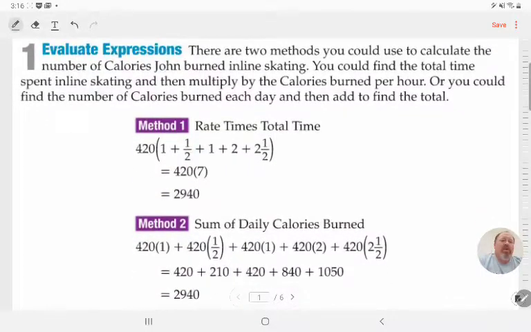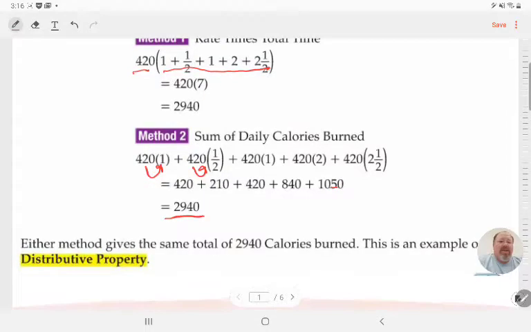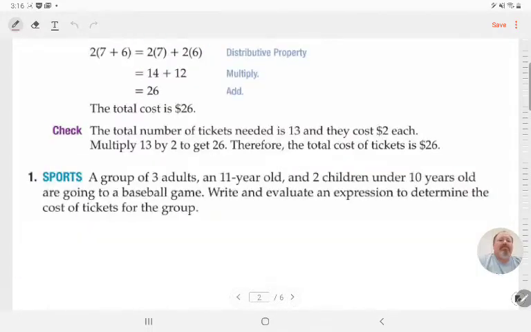So for example, in method 1, we have 420 calories burned, and then we have all of the hours from every day. We can add all those together and get 7 and then times the calories and get 2,940. Or the second way, we could say 420 calories times the first day, which is 1 hour, plus 420 times the second day, which is a half hour, and so forth and so on until we get all 5 days covered. Then we add the answers together and get 2,940. So two ways to do the same problem. And either way, like I said, gives you the same total, and this is an example of the distributive property.